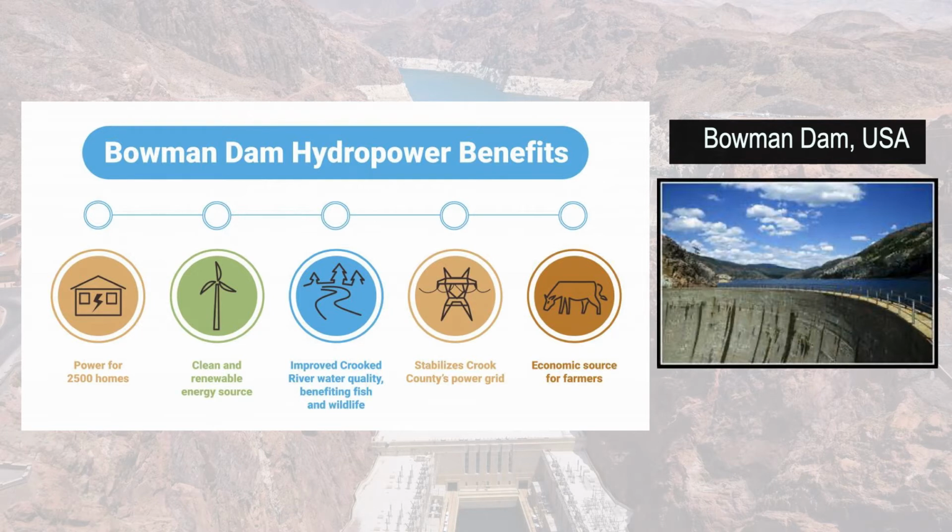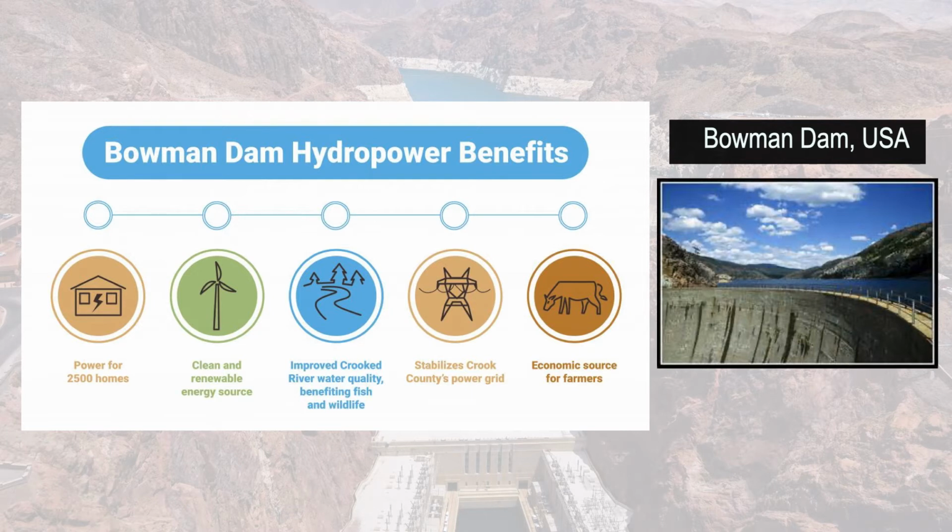and then they use it for farmers, which is for irrigation, and stabilize the country's power grid, which provides electricity to the local people. So that is the function of a dam.